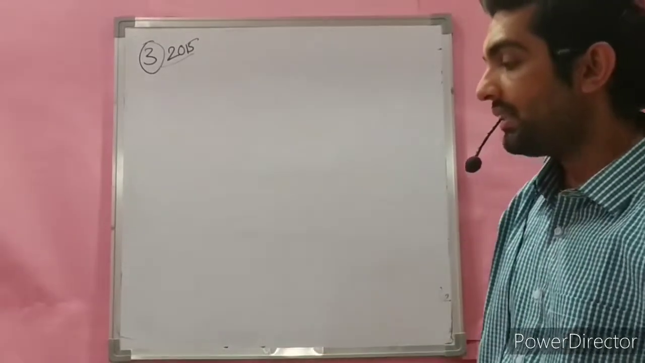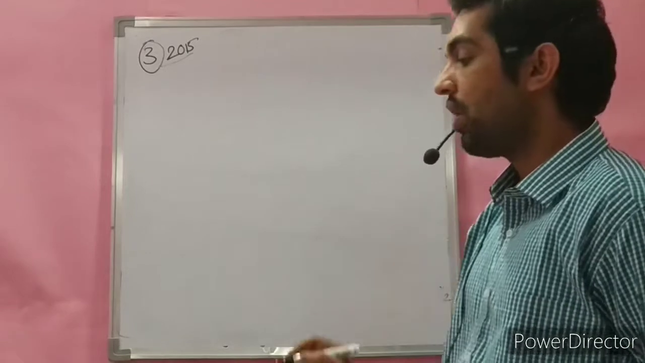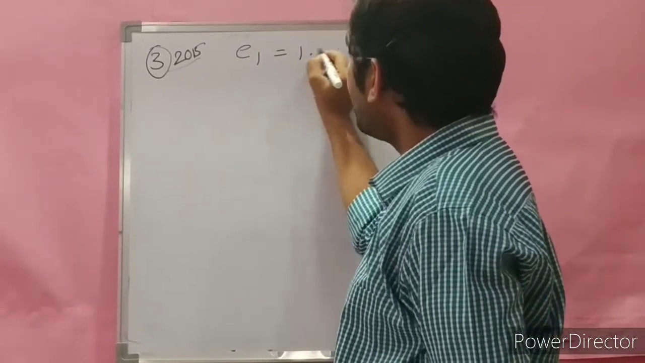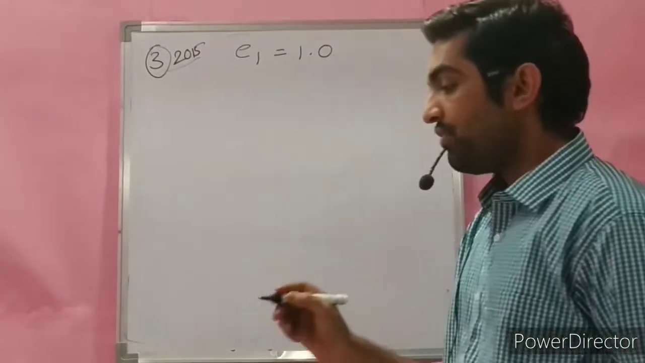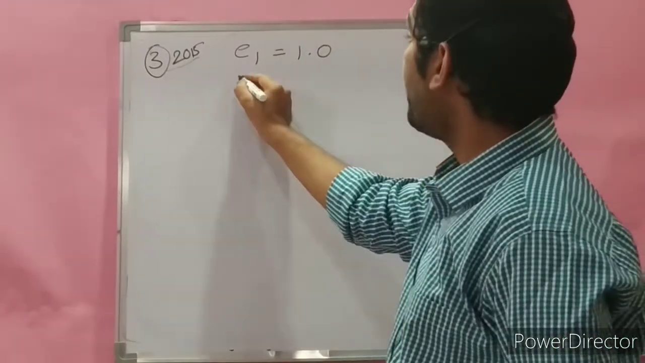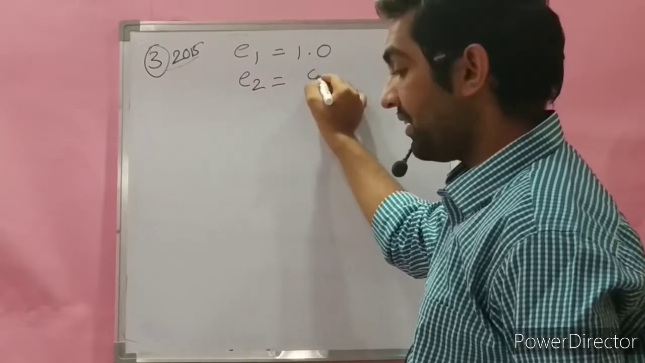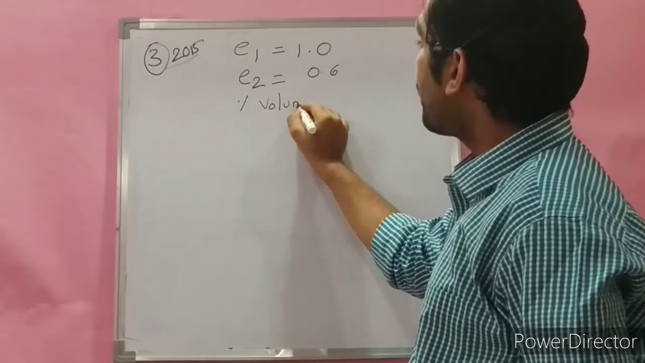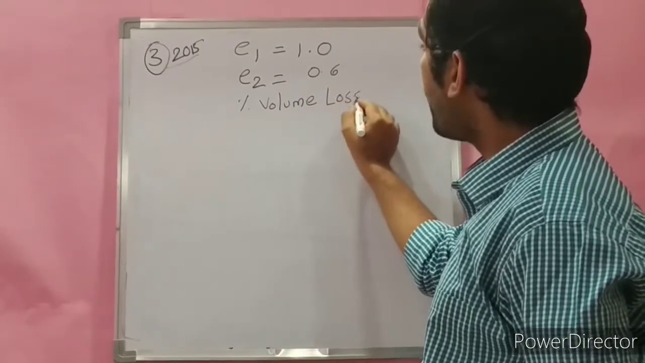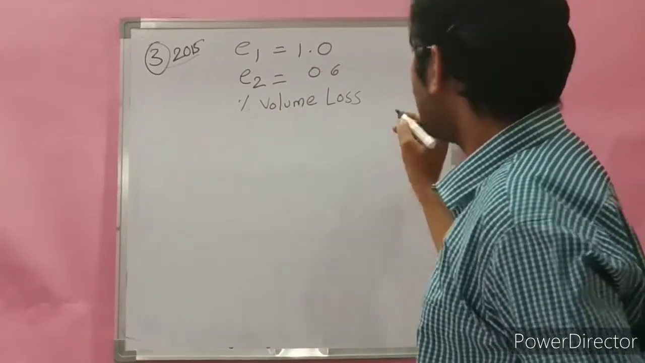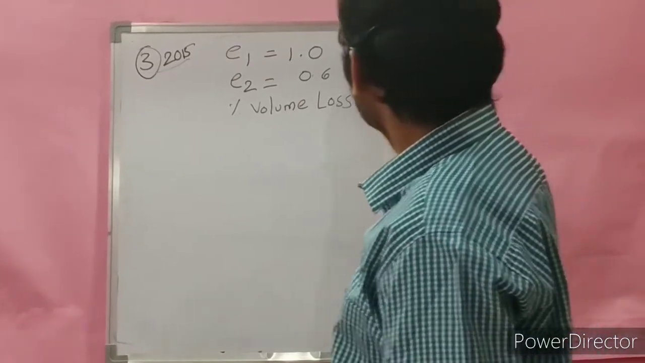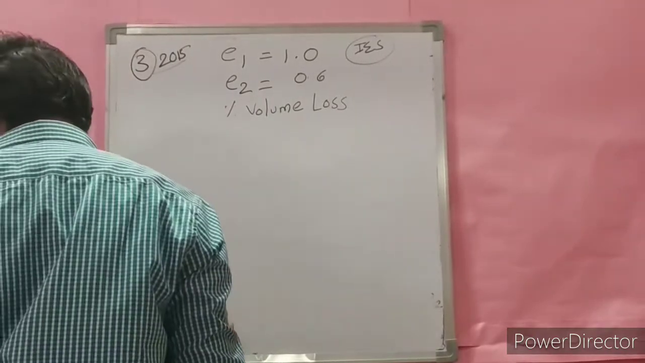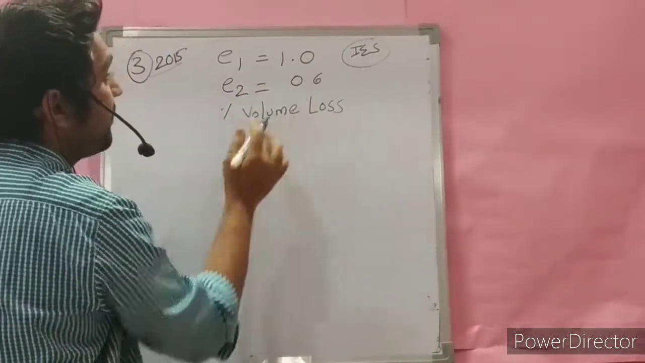2015 question. Initially, a soil deposit has a void ratio of 1. If the void ratio is reduced to 0.6 by compaction, what is the percentage volume loss? Find the percentage volume loss in the given soil sample. This was asked in the IES 2015 recent exam.